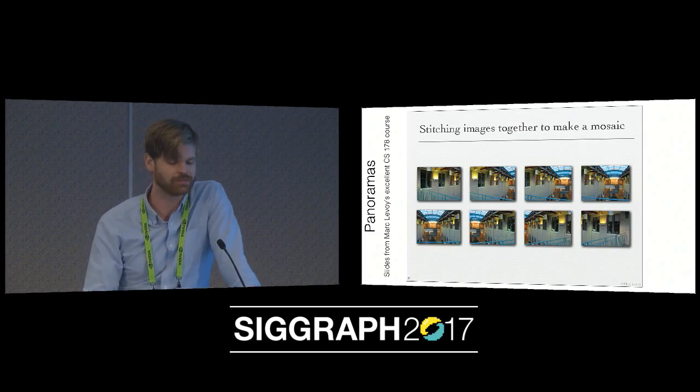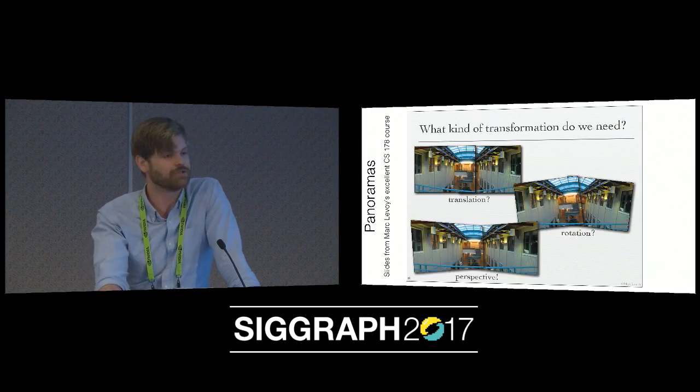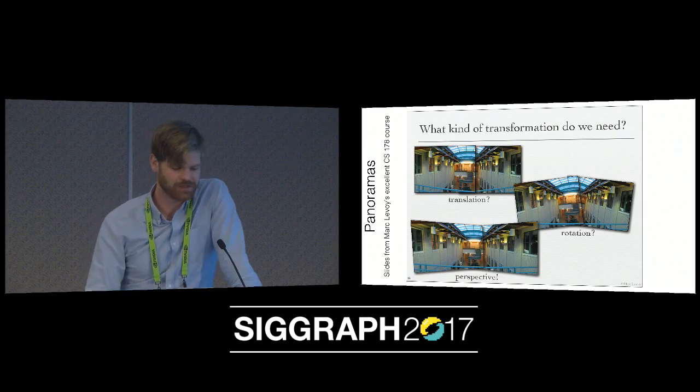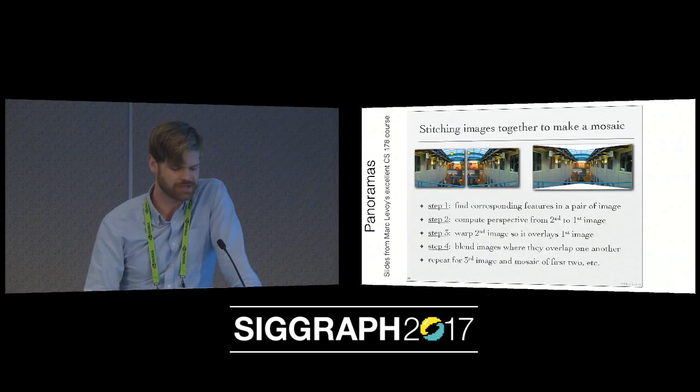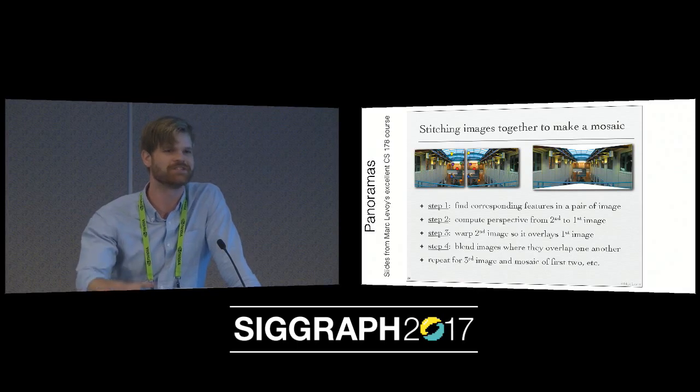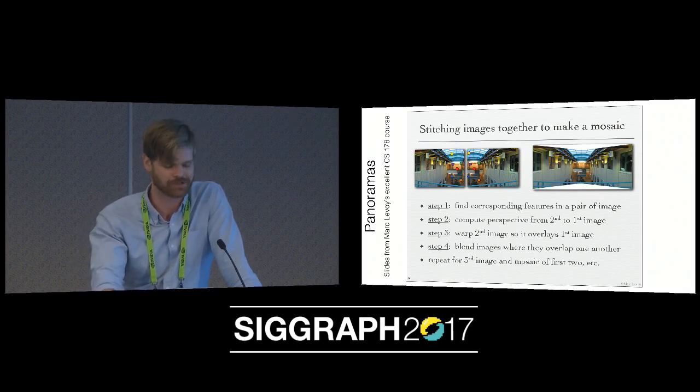So how do we stitch them together to make a mosaic? Well, what kind of operations do we need? Translation, rotation? Well, it turns out we actually need the perspective transform, which again, we can define from the computer graphics pipeline. So we can do this relatively easily with a series of steps. And this is much easier when we assume a single center of projection. Things become a little bit more complicated when we don't, but there's a series of papers and a lot of research in that area. So I'm not going to go into that. I'm just going to go with the simplest method.